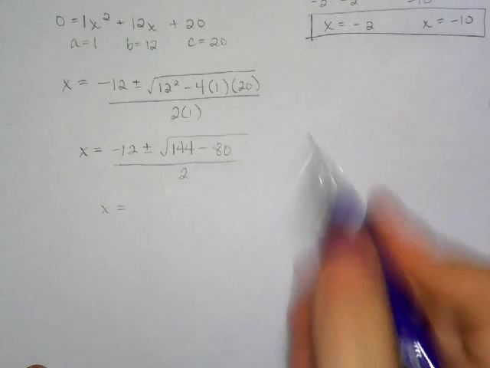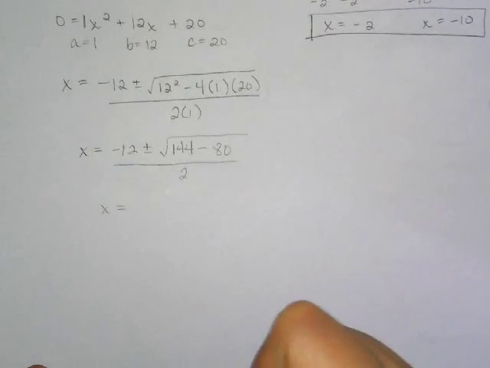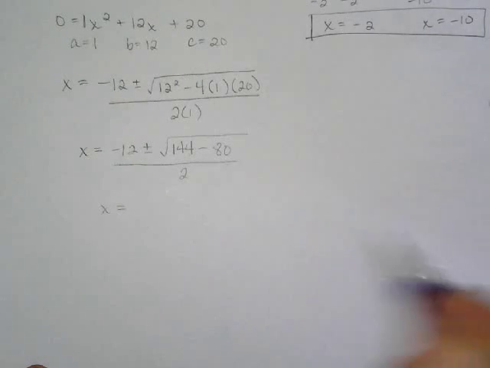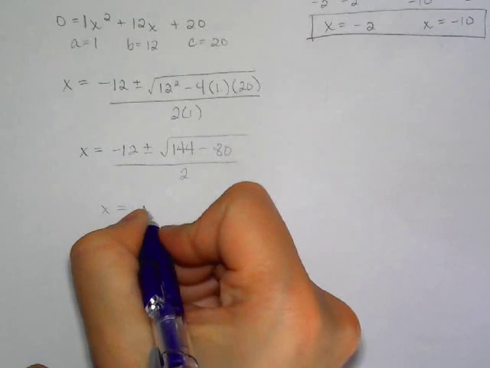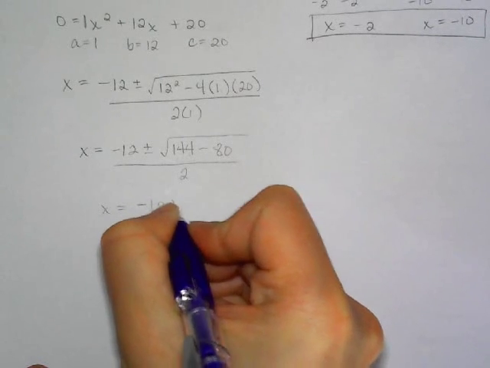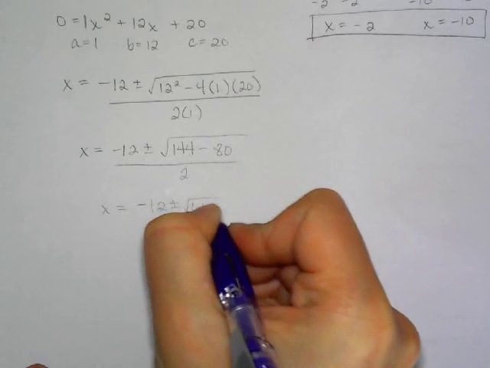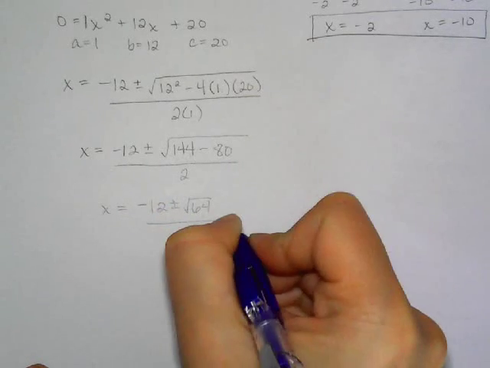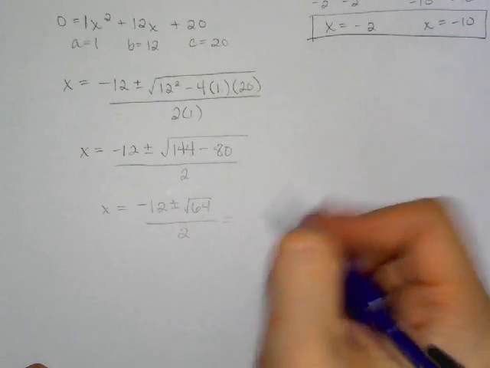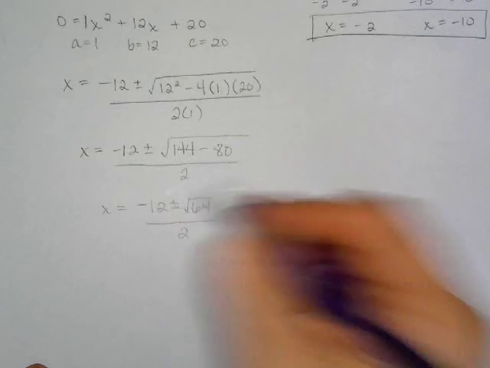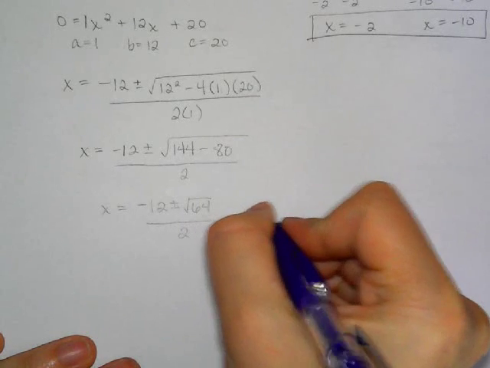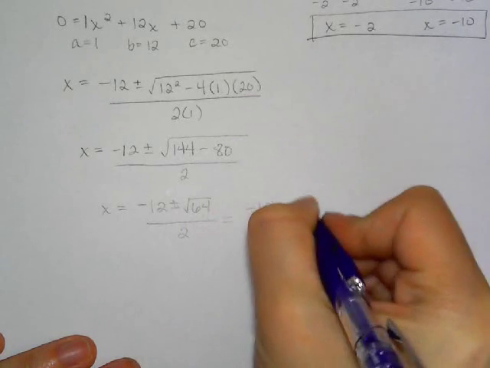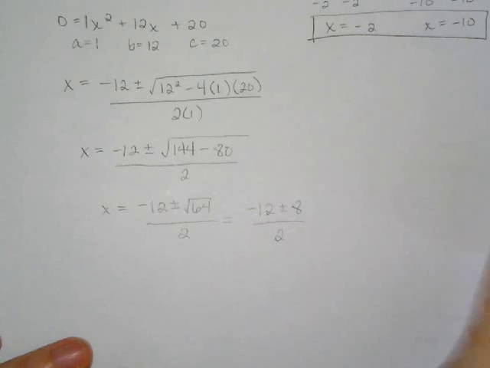And I'm showing all the steps in between because I skipped steps in my first class and everybody lost me. So 144 minus 80 is 64. So I've got negative 12 plus or minus the square root of 64 divided by 2. Square root of 64 is 8. This plus or minus handles that whole plus or minus thing, so it's there already. So negative 12 plus or minus 8 divided by 2. And this is where I split it up into the plus and the minus.